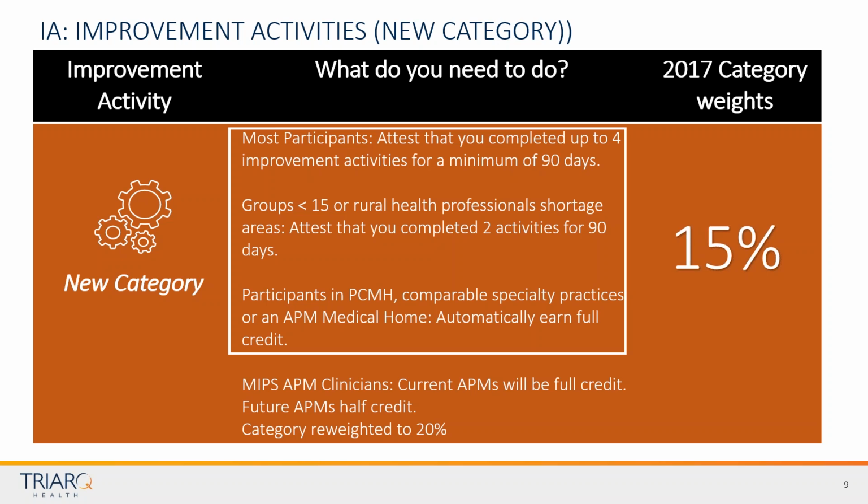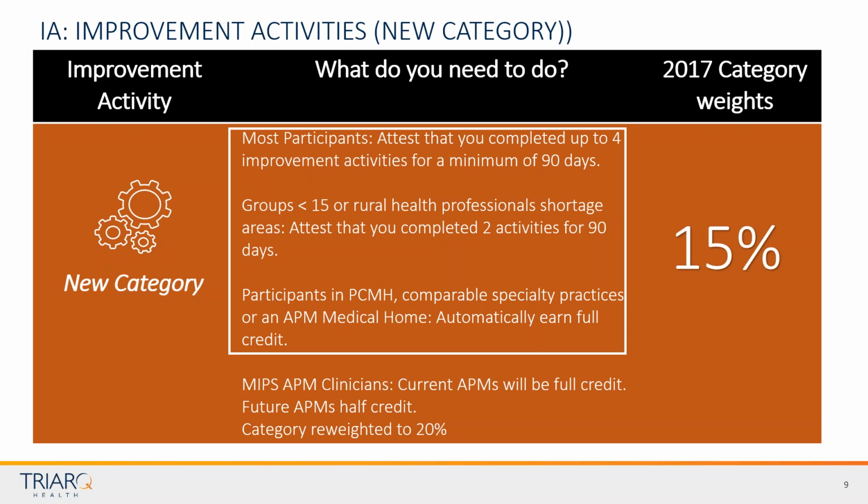if you're a group practice of less than 15, so I think most of our groups are less than 15, you actually can do just 2 medium activities for 90 days or a single high activity. If you're a PCMH, if you are certified as a PCMH, guess what? You automatically earn the full credit for this category, and that's a 15%.